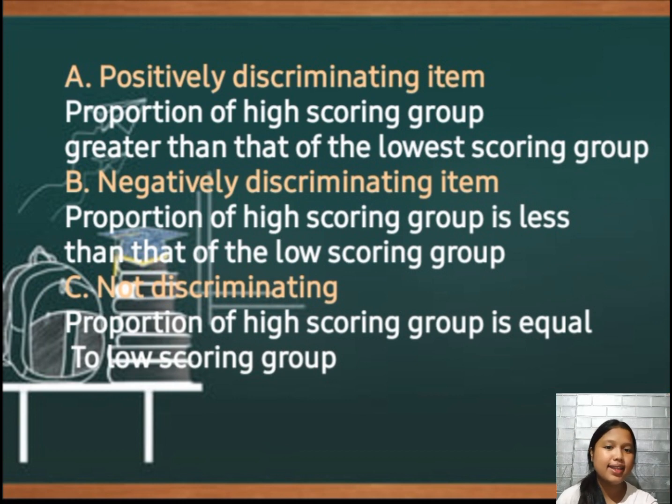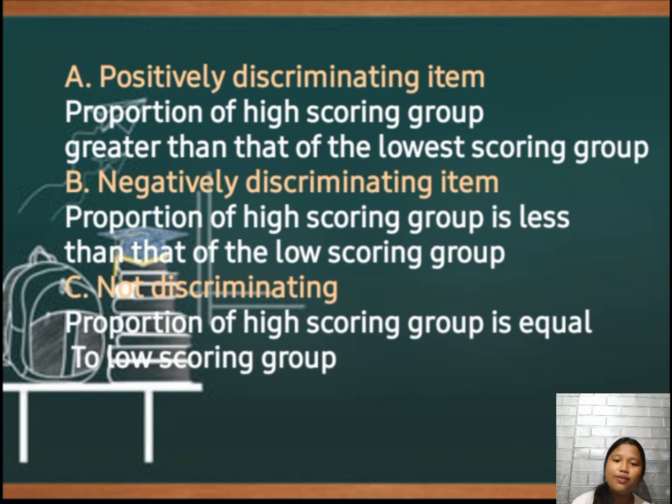A positively discriminating item is valuable in the assessment process because it helps to identify or distinguish between the students who have different levels of knowledge or skill. It contributes to the overall effectiveness of the test, measuring what it is intended to measure. To understand it easily, in a positively discriminating item, the proportion of the high scoring group is greater than the low scoring group. So that's the positively discriminating item.